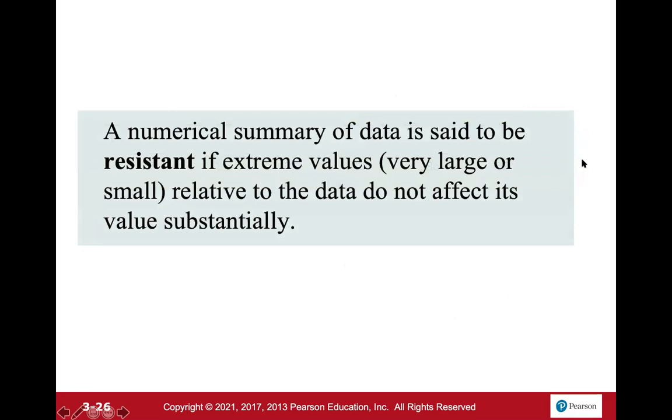All right, so a numerical summary of data is said to be resistant if extreme values, very large or very small relative to the data, do not affect its value substantially. So it is resistant if it does not affect the outcome.